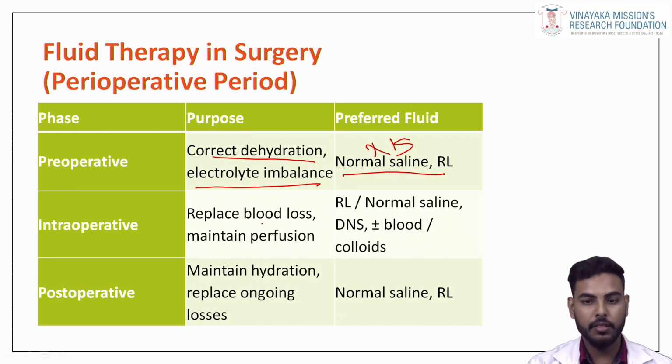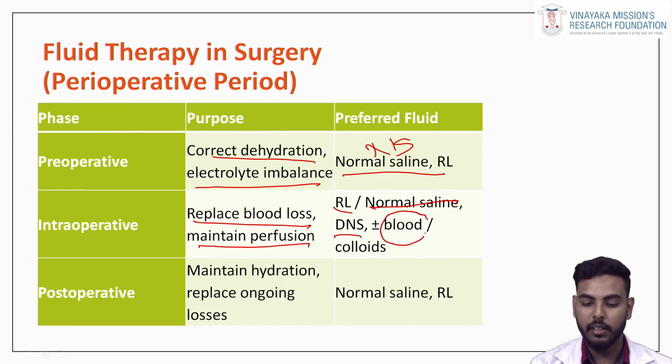Coming to the intraoperative period, we have the ongoing losses or third space losses, like blood loss and surgical losses. So at that time we have to maintain the tissue perfusion. So what we have to do is replace the blood losses. With this, we can give Ringer's lactate, normal saline, or DNS. Anything can be preferred according to the surgeries. With that, when there is a blood loss, they will be administering the blood products, or they can use colloid solutions in the intraoperative period.